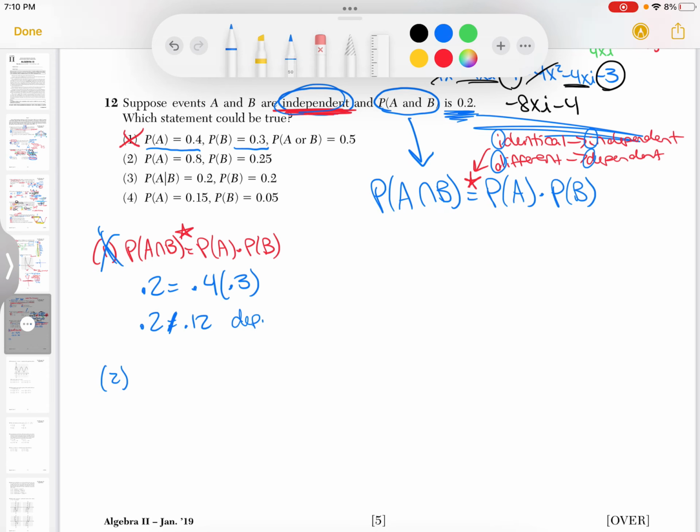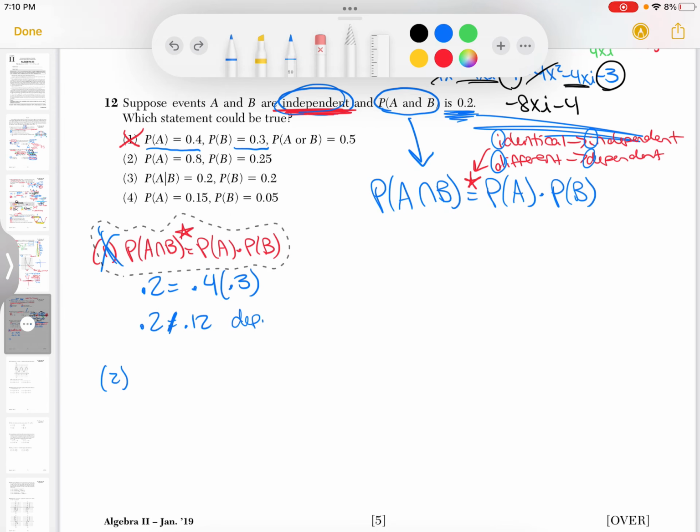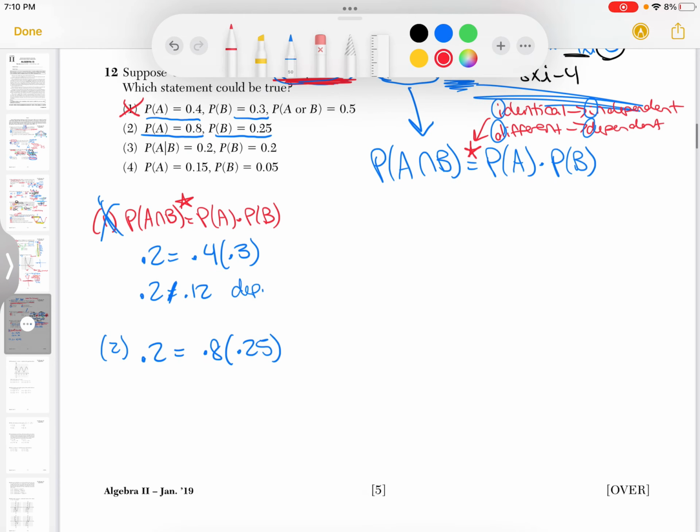All right, now I'm looking at choice 2. So same thing, I'm going to be plugging it into this. Okay, I'm just going to leave it up there though. The probability of A and B is 0.2, and I need it to be equal to the probability of A, which for this one is 0.8, times the probability of B, which is 0.25. When I multiply 0.8 by 0.25, I get 0.2, which means these are equal and they are independent. That's my answer. But of course, I'm a good student. I'm going to keep checking the rest of my answers.